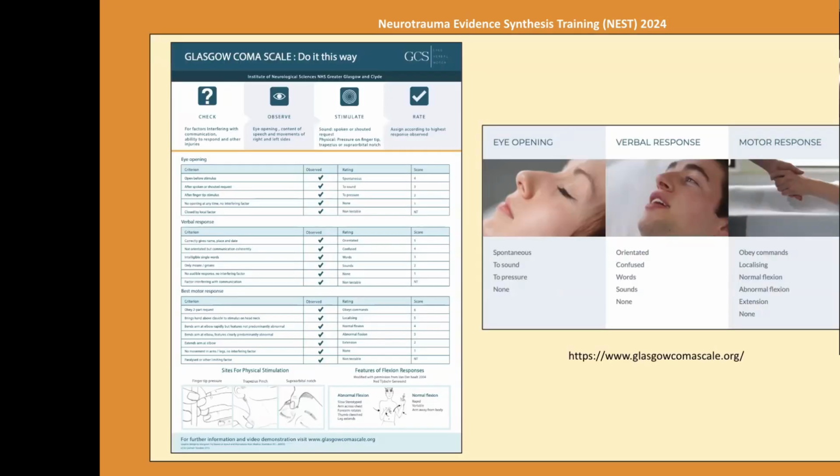So this is the Glasgow Coma Scale. There's a link that takes you directly to the information. There are videos there. You can see the categories that they're checking. How are they able to open their eyes? Can they verbally respond? Are there motor responses? And depending on the grade in each of these categories, you create that score. So the higher the score, the less severe. And that's why that 13 to 15 is considered mild.